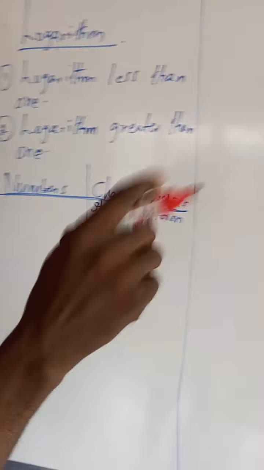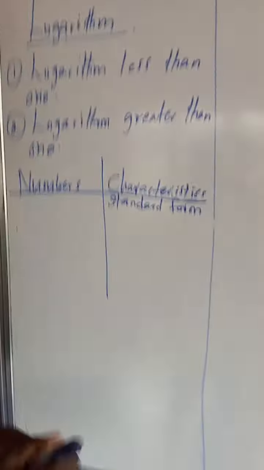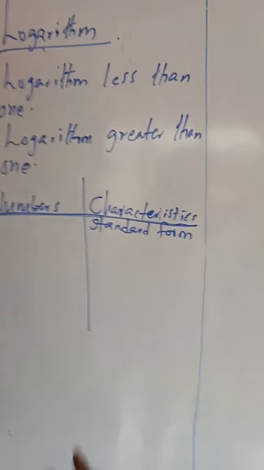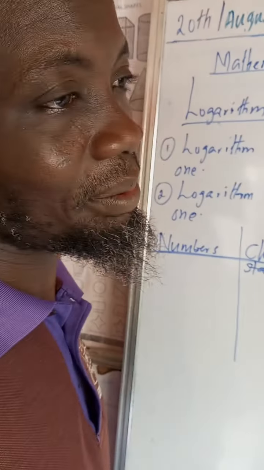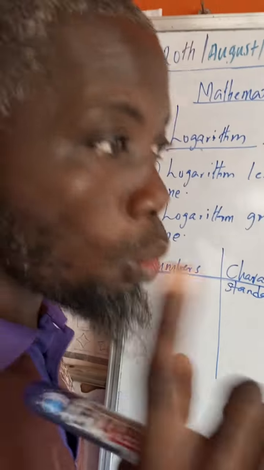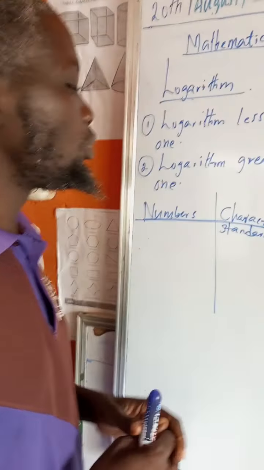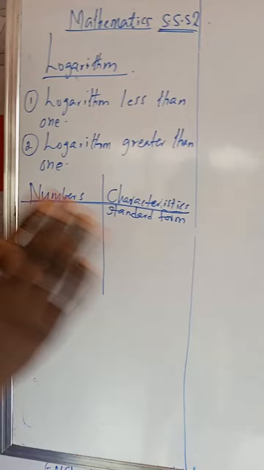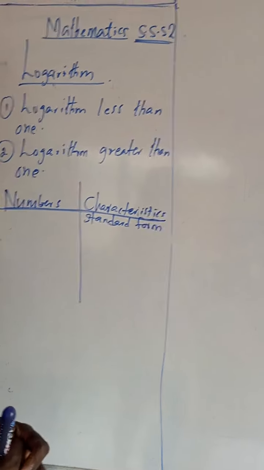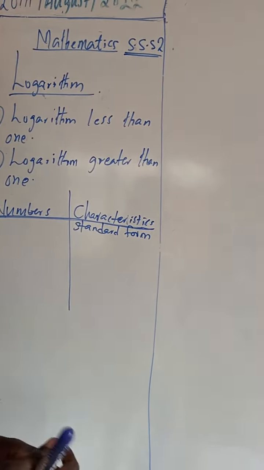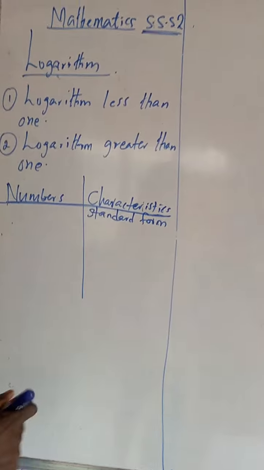If you didn't get it clear, people who say the real class starts from SS1 are lying. It starts from primary one. This standard form, if you don't get it right in JSS2, why can't you fix it now? Because you need it here.